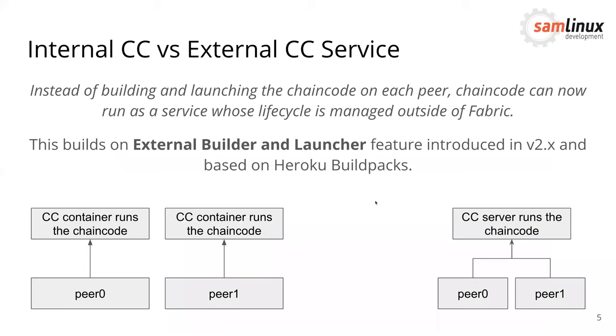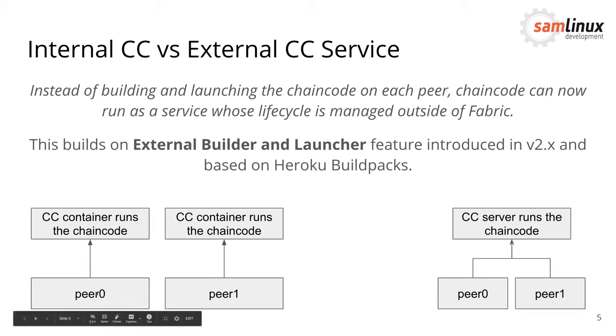So, okay, internal chaincode versus external chaincode service. I think the first sentence here keeps it to the point: instead of building and launching the chaincode on each peer, chaincode can now run as a service whose lifecycle is managed outside of Fabric. This sentence is copied from the official documentation, and I think that keeps it really to the point.